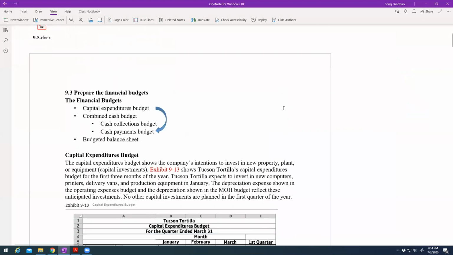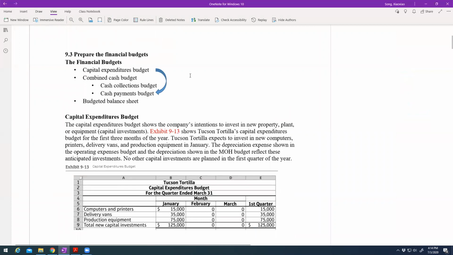Okay. Prepare the financial budget. We talk about the capital expenditure budget and then the cash budget. The cash budget has two parts: one is cash collection, one is cash payment. So basically, there are three budgets. In this video, we focus on the first one, the capital expenditure budget.